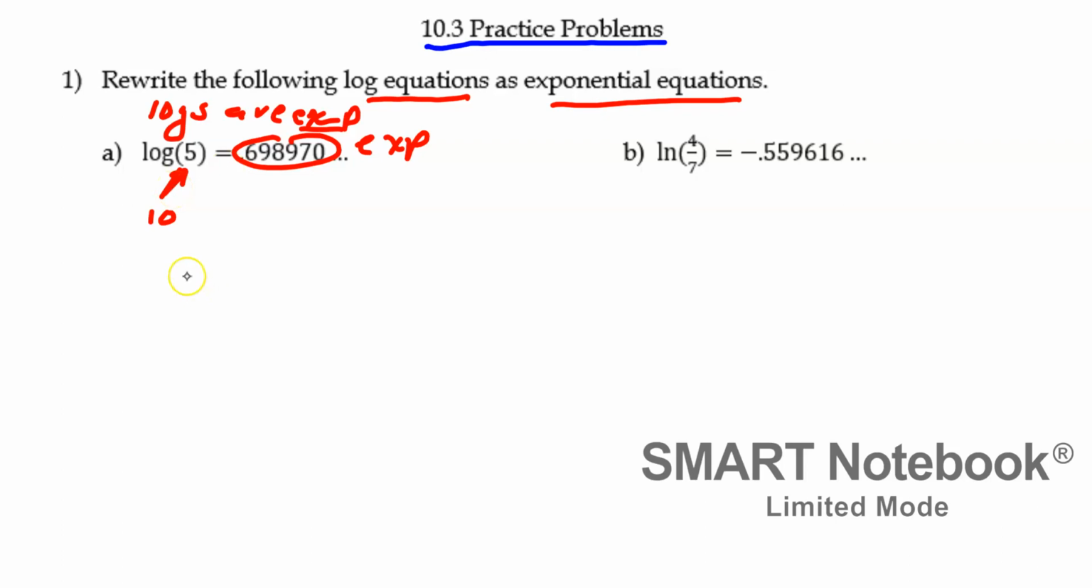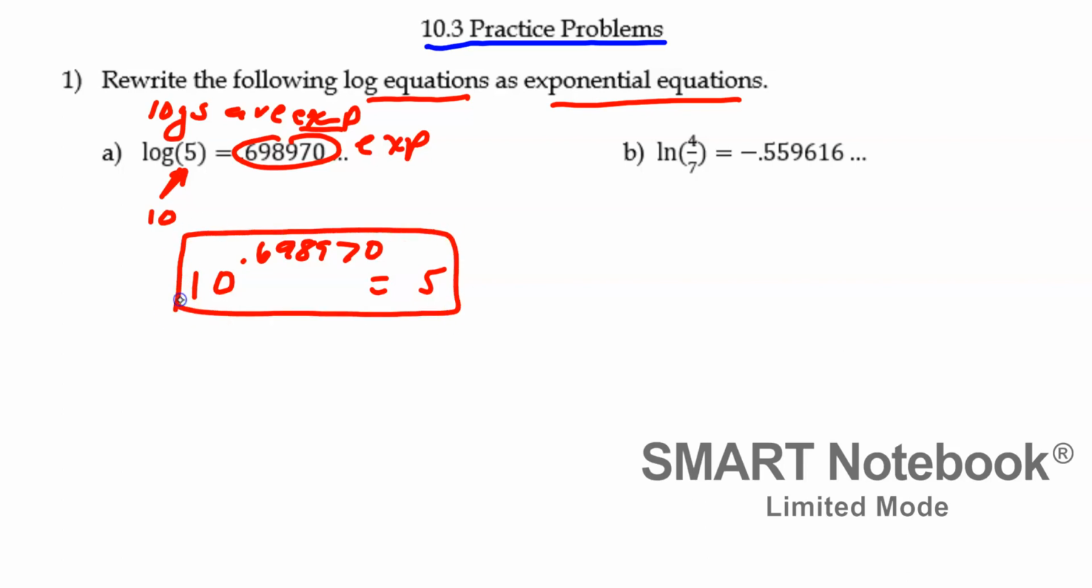So if I want to rewrite this as exponential, the base is 10. The exponent is the 0.698970. That equals 5. And feel free to plug that into your calculator and check that. If you plug in 10 to the 0.698970, and I'm doing that right now just to make sure myself, I got 4.99999 repeating, which is pretty much 5. So this is my equation written as an exponent.